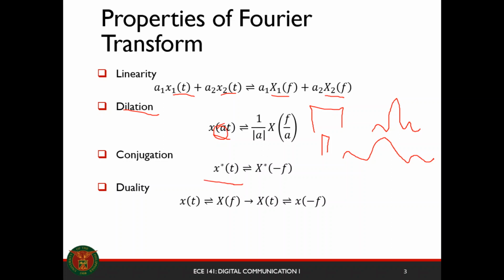Conjugation has this property. If we take the conjugate of our signal, so it's generally a complex signal, then we have this value of its Fourier transform. Basically, it will be flipped and conjugated. And next we have the duality. If we have x of t with the Fourier transform X of f, then if we have a function of t which has the pattern of X of f, but in the time domain, then its Fourier transform is equal to a reflected version of your original function.